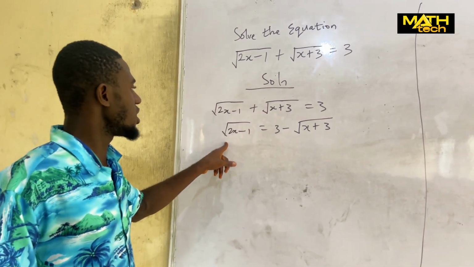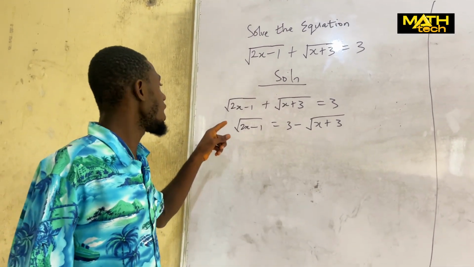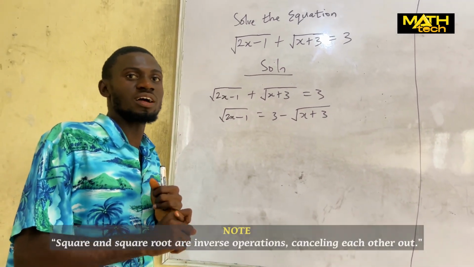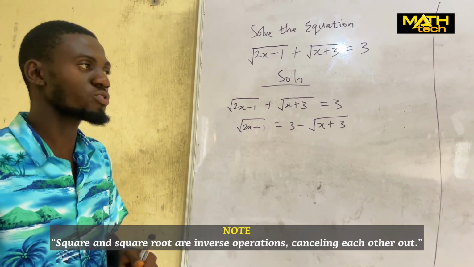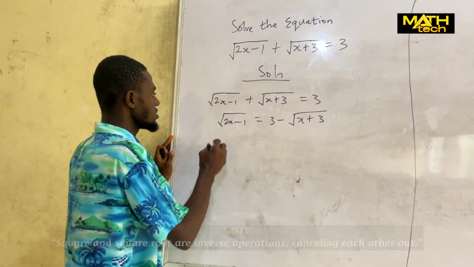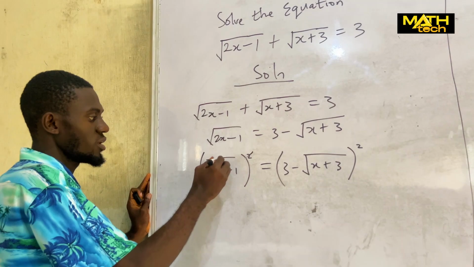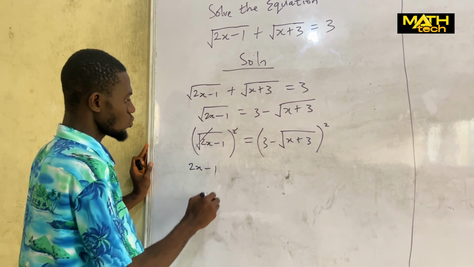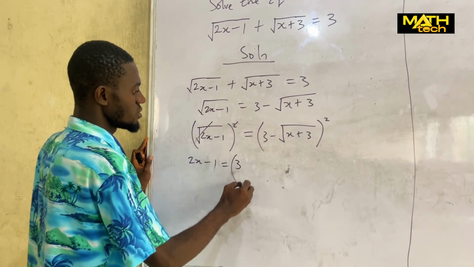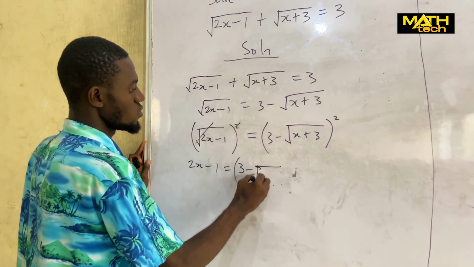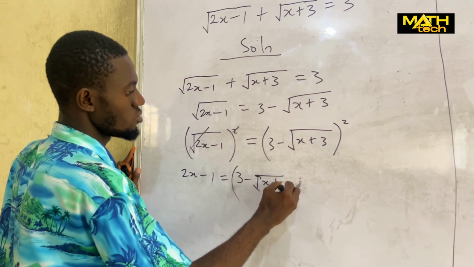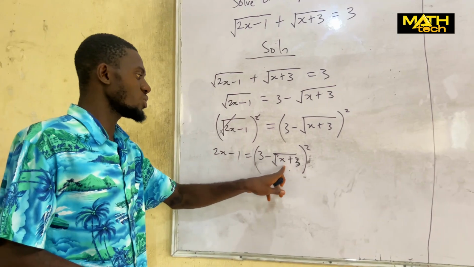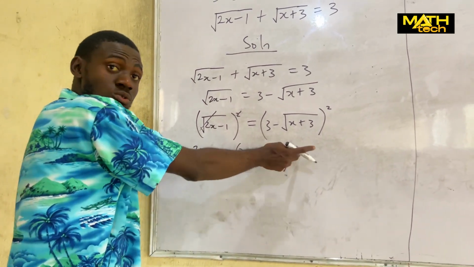So what we do now is that we square both sides because we are having square roots here. Don't forget I said that square root is always the inverse of square, and square is also the inverse of square root. So applying square to both sides, this square does away with the square roots, and here we'll be having 2x minus 1, and this will be equal to 3 minus square root of x plus 3 all squared.